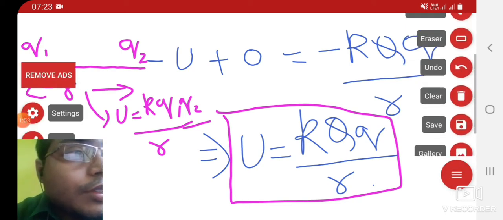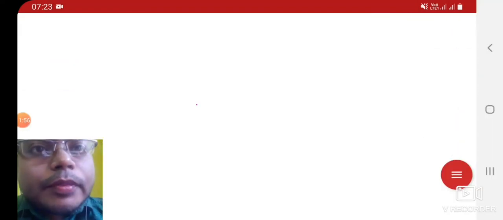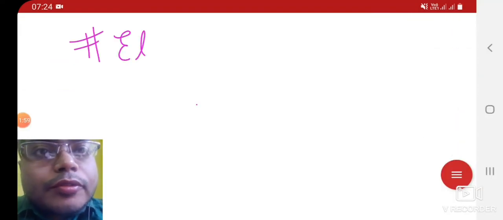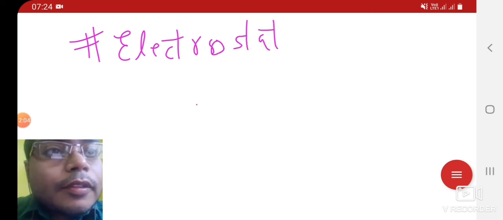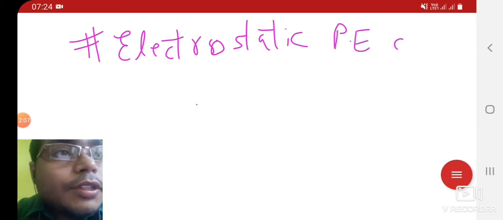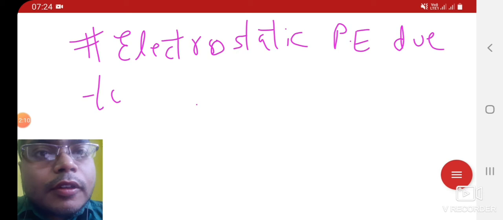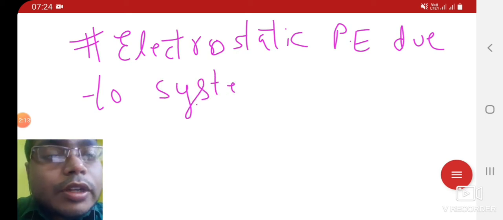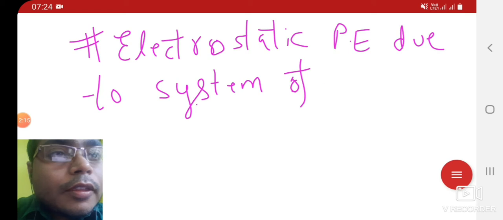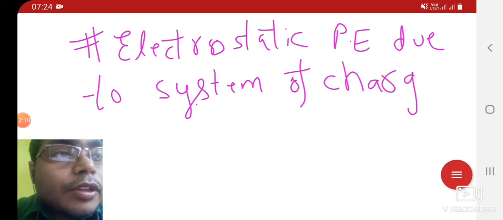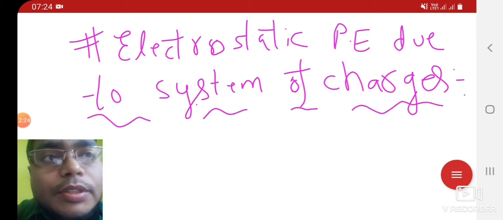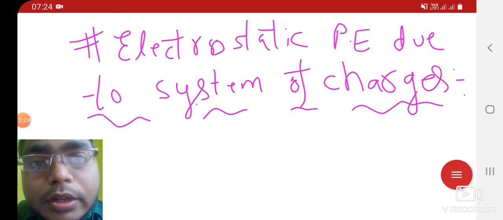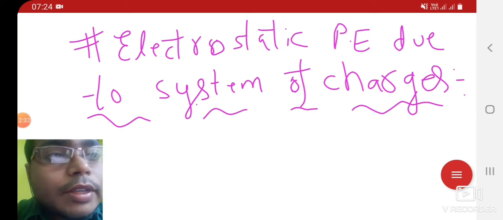Let us move to the next topic. The next topic is electrostatic potential energy due to a system of charges. Now we are going to find a relation of potential energy that can be applied to a system of charges. A system of charges means there will be a collection of charges, and we are able to find out the electrostatic potential energy.